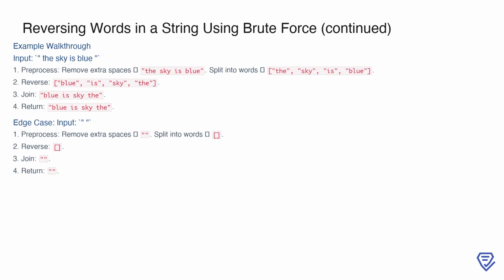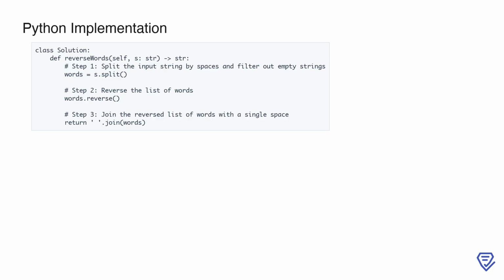The solution to the LeetCode problem number 151, reverse words in a string, is implemented in a step-by-step manner to ensure correctness and robustness. Line-by-line explanation. 1. The reverse words function begins by receiving a single input string s. This string may contain leading, trailing, or multiple spaces between words, so we need to handle it carefully.